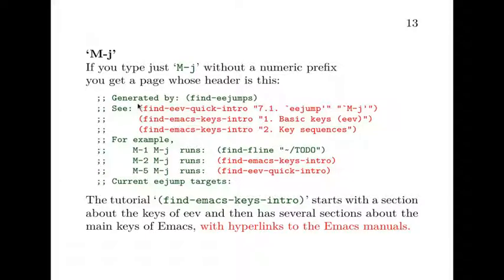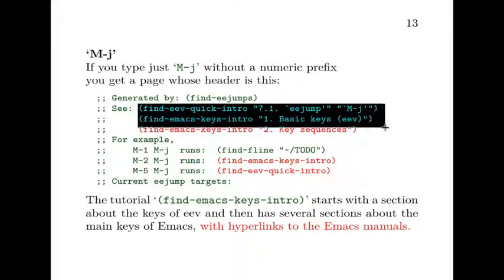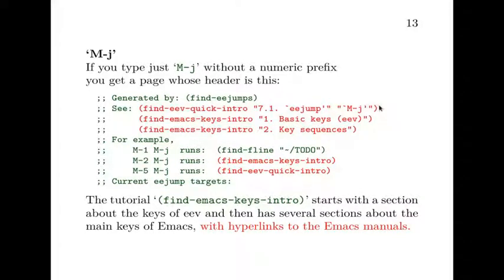And we also have these 3 hyperlinks here. This first one goes to a section of the manual of the main tutorial that explains meta J, and this one goes to the section about the EEV keys in the tutorial about keys, and this one goes to the first section about Emacs keys in this tutorial that works like an index of keys.